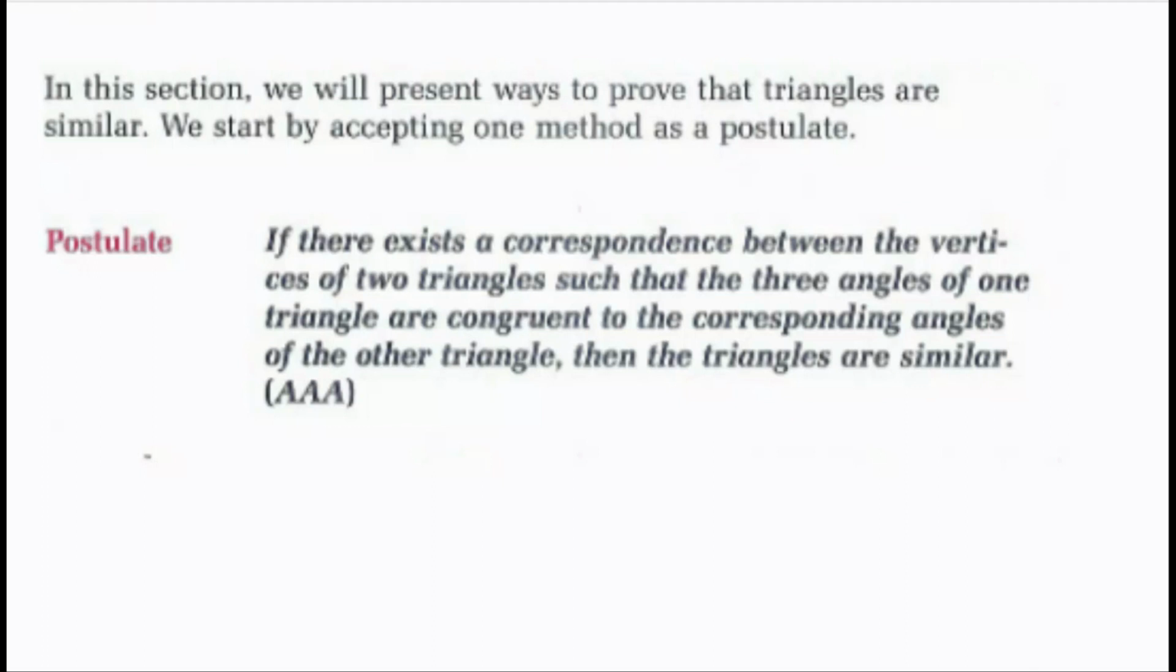If there exists a correspondence between the vertices of two triangles such that the three angles of one triangle are congruent to the corresponding angles of the other triangle, then the triangles are similar. And this is AAA similarity, because I know the definition of similar polygons is if I have three angles that are congruent to the corresponding angles of the other triangle, then I would have similar triangles.